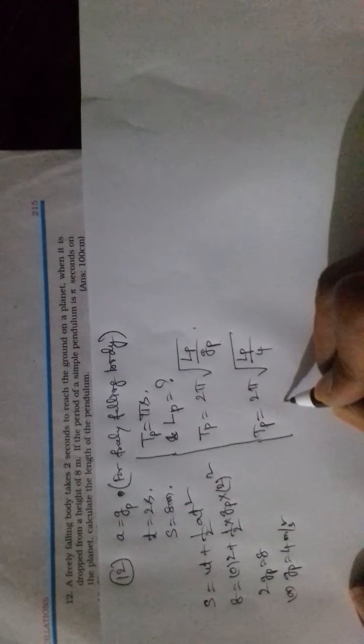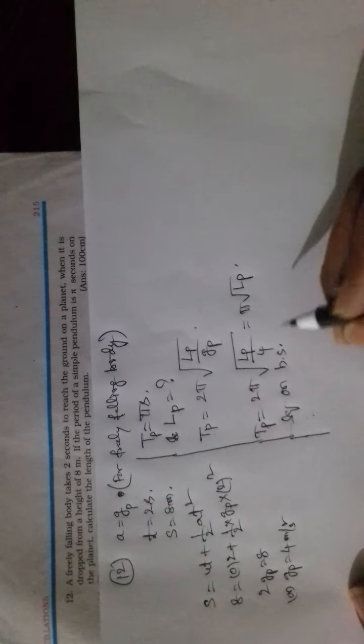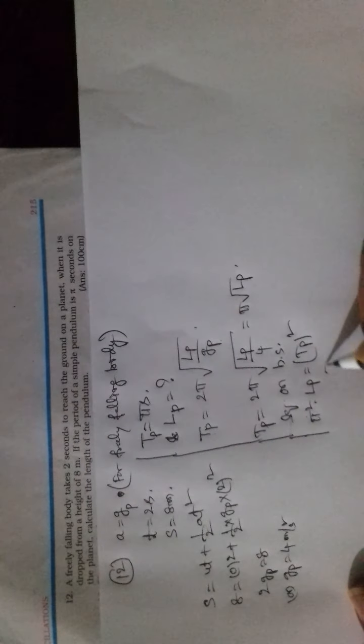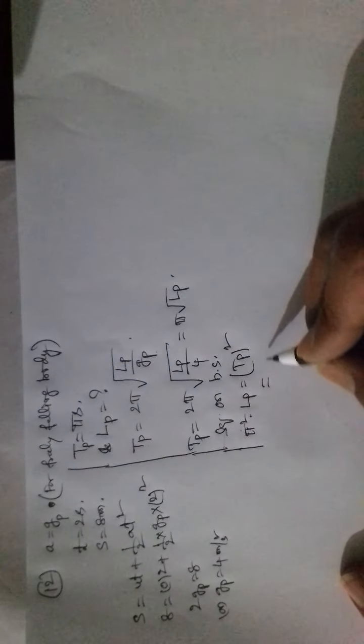Now this is equal to 4, under root gives 2, 2 gets cancelled, pi root L by g. Squaring on both sides we get, T given value, when this is squared on both sides, pi square L by g is equal to T square, and T value pi.